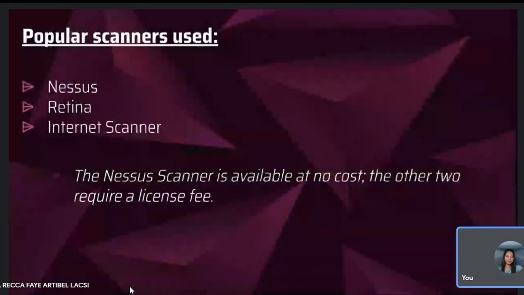These are the popular scanners used. One is Nessus, like the example from earlier, and Retina, and then the Internet Scanner. The Nessus scanner is available at no cost, and the other two require a license fee, like you need to pay.